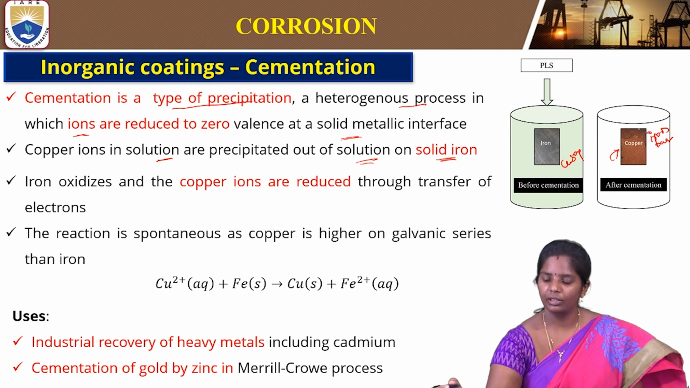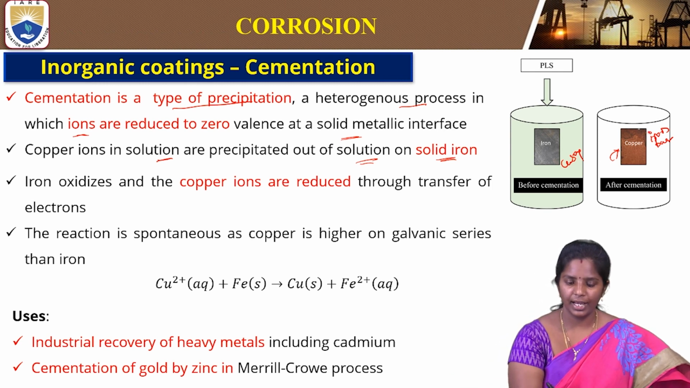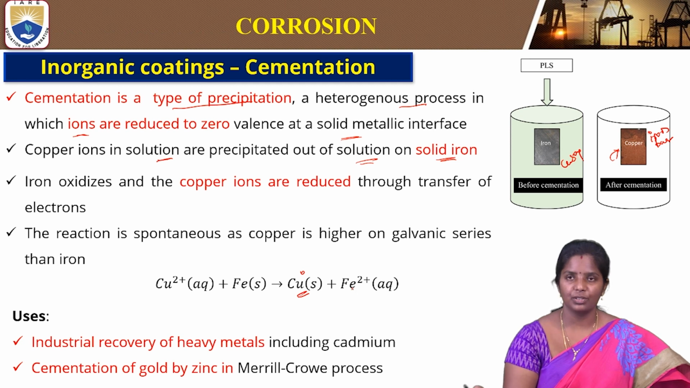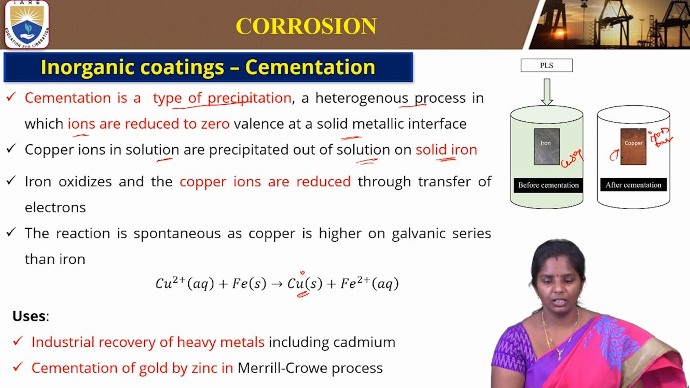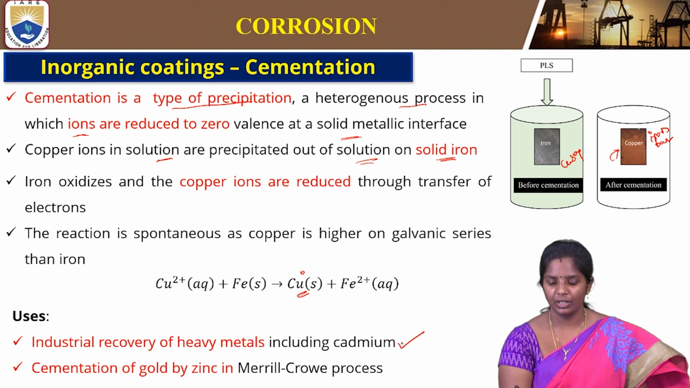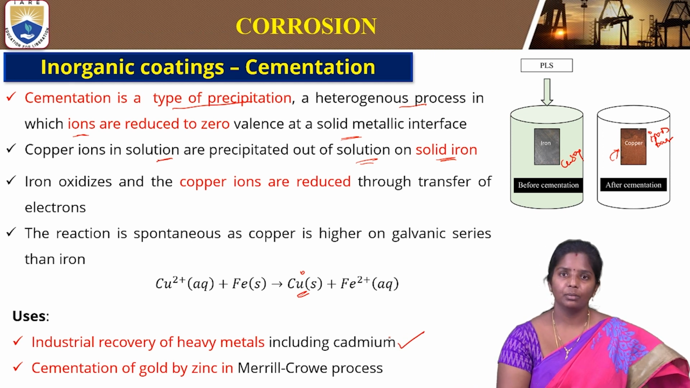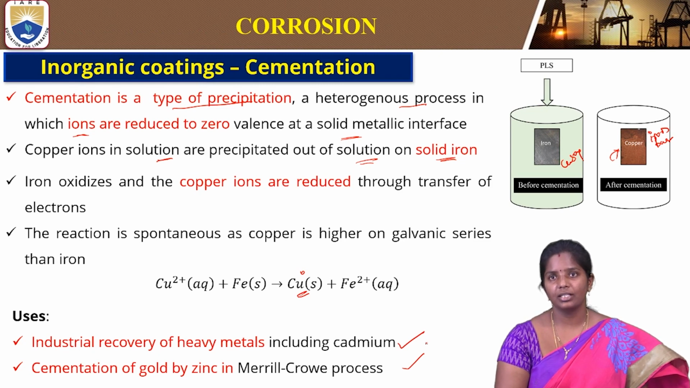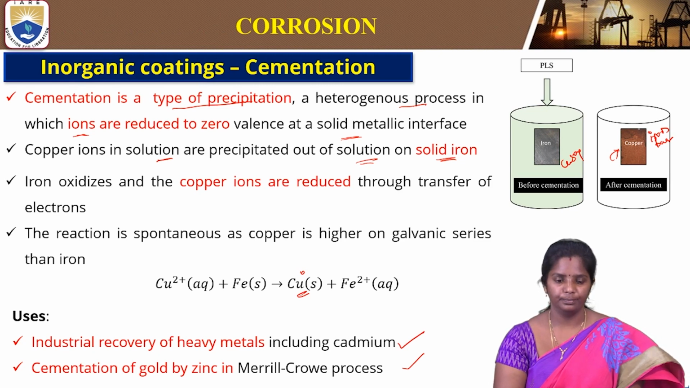So this is how the coating will be taking place. The reaction is copper 2+ ions will reduce to copper 0 valency, that is a metallic form, and Fe will go to Fe 2+ ions. This method is mostly used in metal extraction, like industrial recovery of heavy metals, including cadmium, because it is very hazardous. Before throwing into the atmosphere, we have to recover the metals. And then cementation of gold by zinc in the Merrill-Crowe process. So these are some of the applications where the cementation process is done.